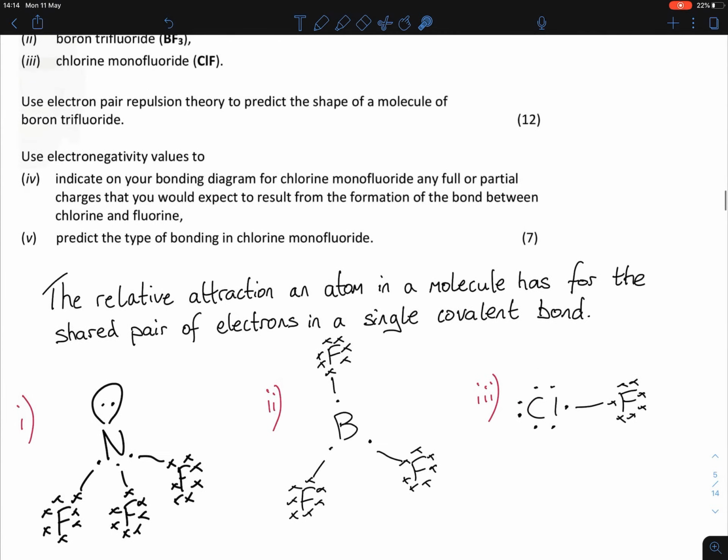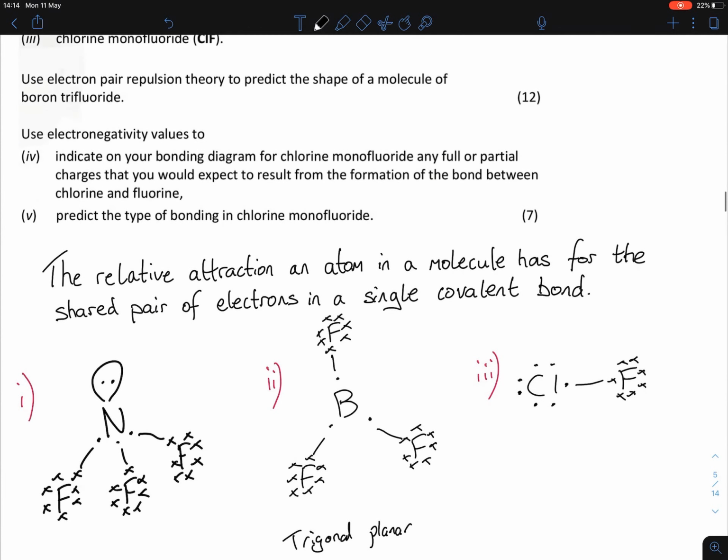Use electron pair repulsion theory to predict the shape of the molecule in boron trichloride. So we have to predict the shape over here, and I've already said it. It's going to be trigonal because it's a triangular shape, planar because it's flat. Trigonal planar. If you were asked to account for that shape, you just say how many lone pairs and how many bond pairs, but you weren't asked to in this case.